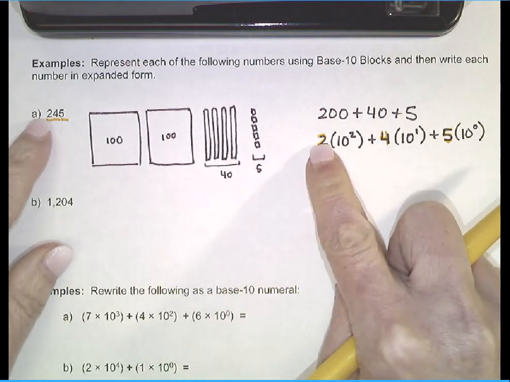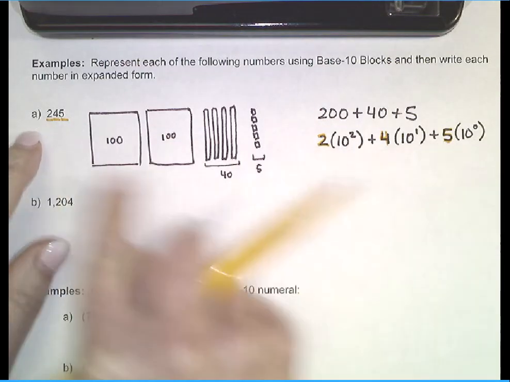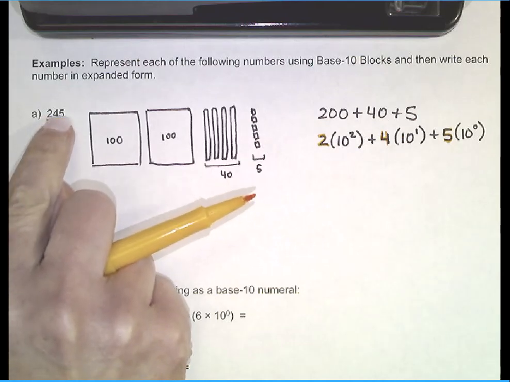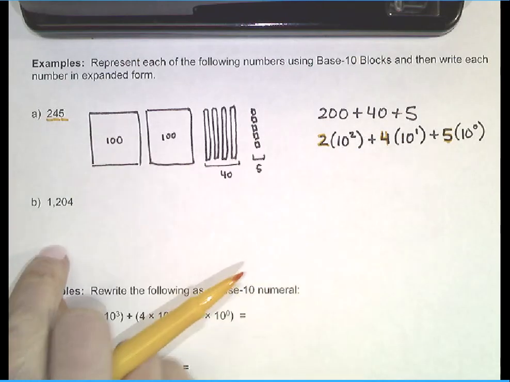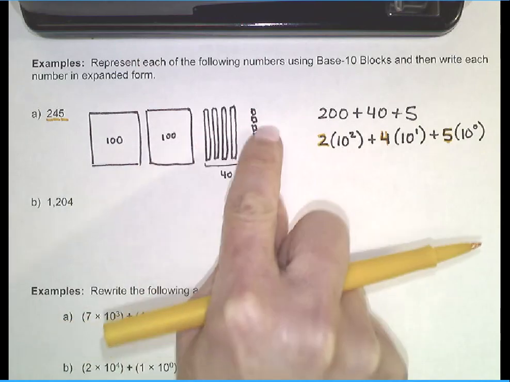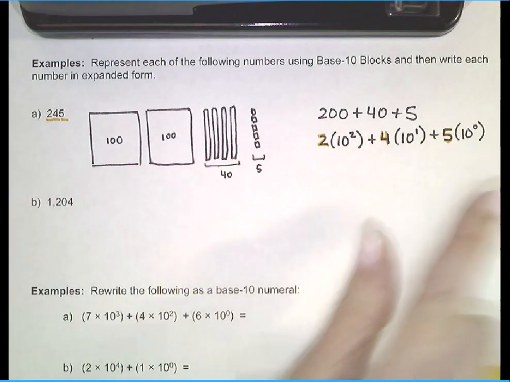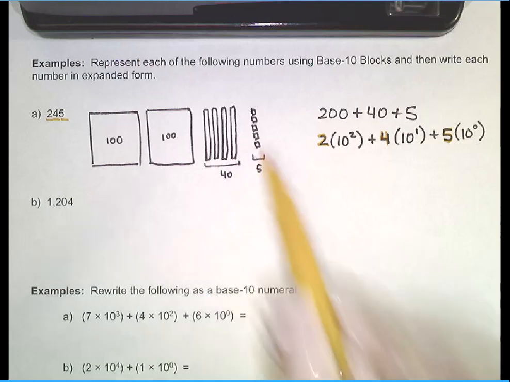We're just spelling it out, right? And the other thing is the 2, 4, 5 is telling you how many shapes you should draw. 2 of these, 4 of these, 5 of these, whatever the shape may be. So it's 2, 4, and 5.